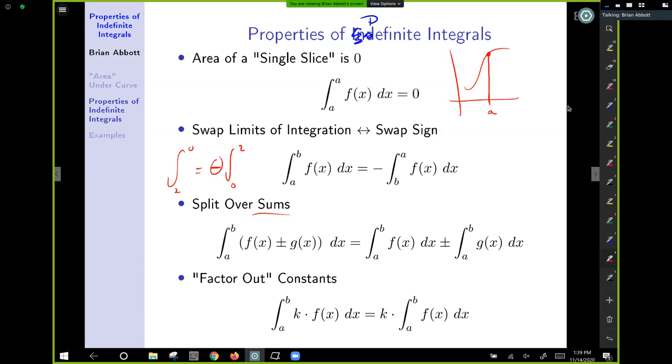Integrals are nice. You can split them up over sums. So if you've got two functions, x squared and 3x here, then you can split up your integrals and just deal with an integral of x squared and an integral of 3x, just like indefinite integrals. We saw that as well.